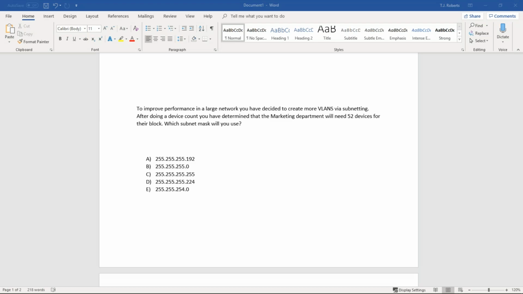we decided to improve performance in a large network. We want to create some VLANs via subnetting, okay? Basically, we're in a subnet network. After doing a device count, you'll determine that the marketing department will need 52 devices for their block. Which subnet mask will you use?